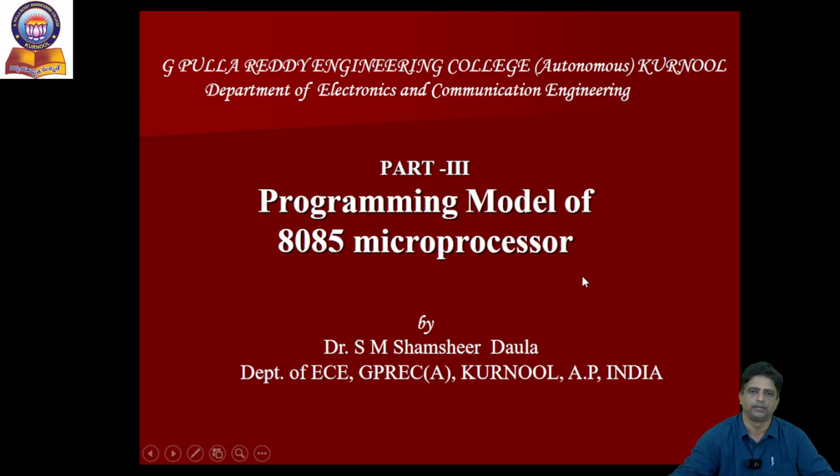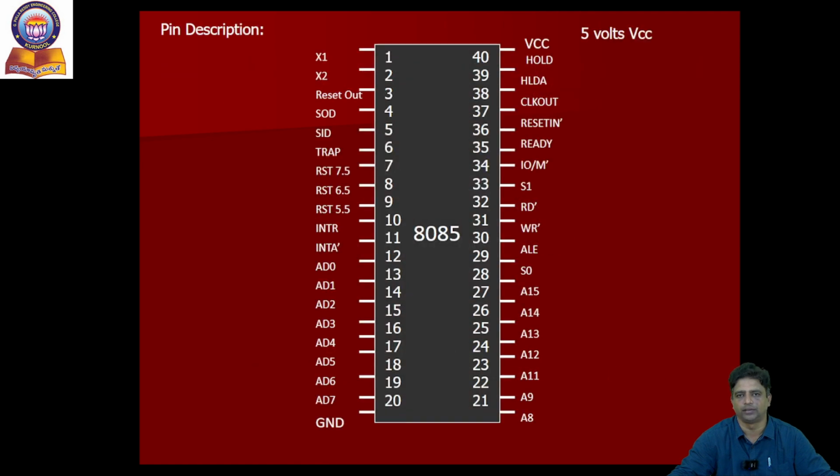Hello and welcome to the session on the 8085 microprocessor programming model. In the earlier discussion, we had a look at the architecture, inner details, inner register arrangements and memory communicating arrangements through address and data lines, and IO communication lines. Then we looked at the pin description of the 8085 microprocessor.